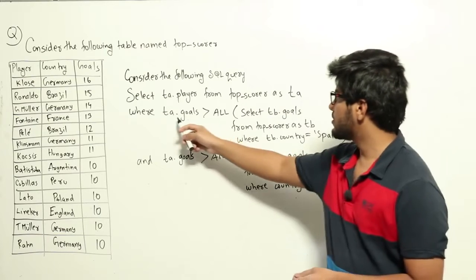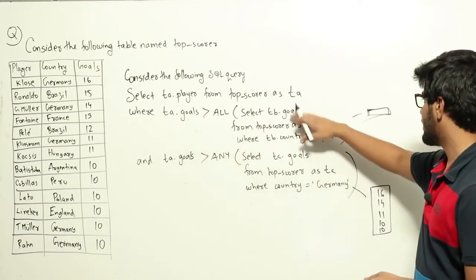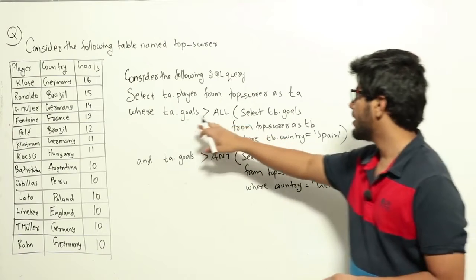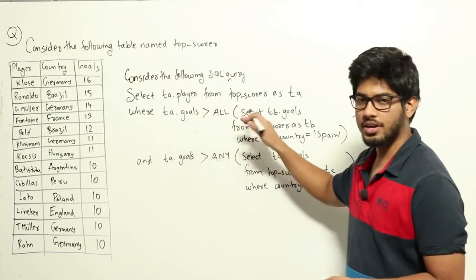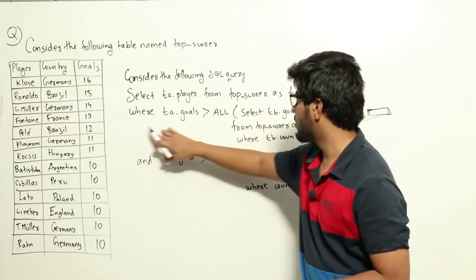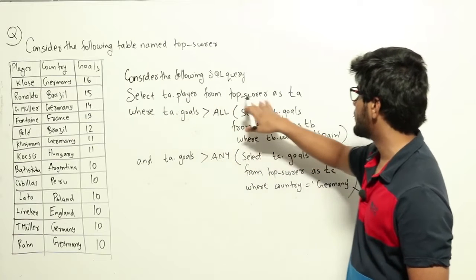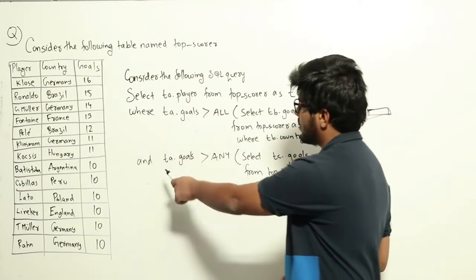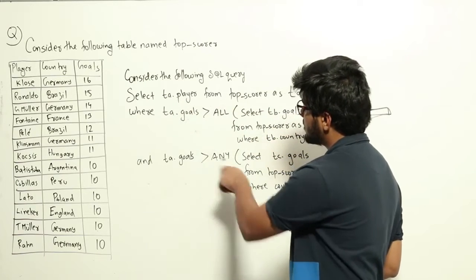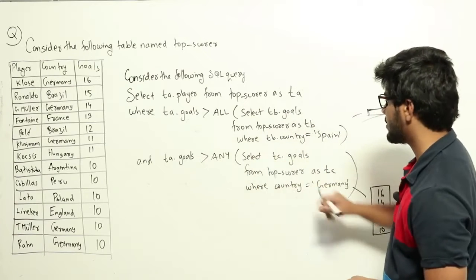So ta.goals greater than all of a null set would be true. Greater than all will always be true for a null set. So this will always return true for whatever tuples we select from top scorer. Now in this part, ta.goals greater than any of this table.